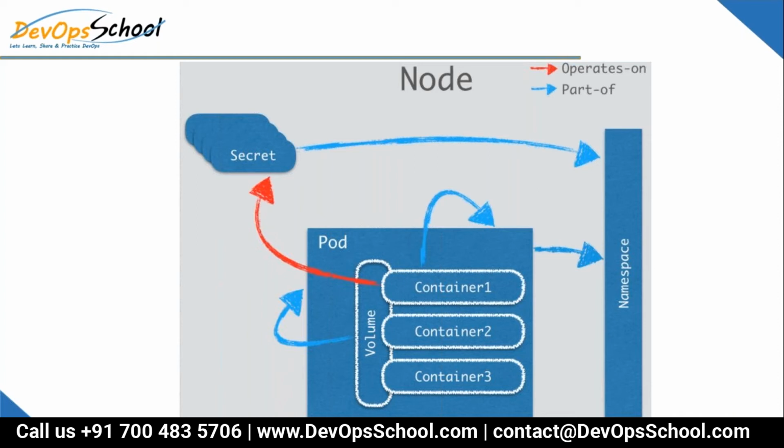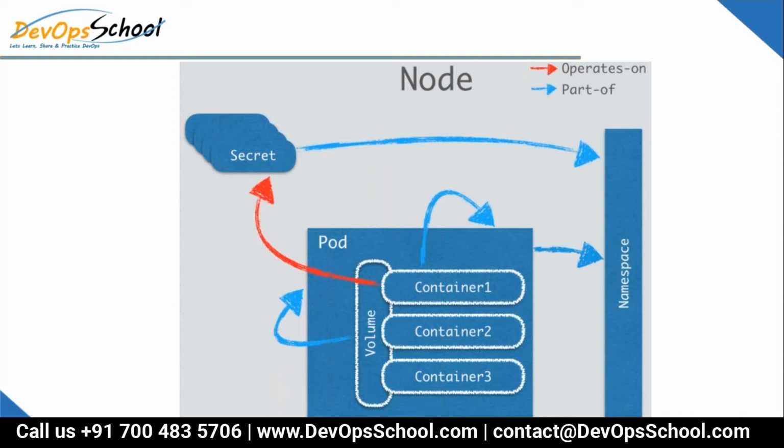Now see here. Volume is a part of the pod. When the volume is a part of the pod, the same volumes can be accessed throughout each container of the pod. Whereas a container is a part of the pod and the pod is a part of the namespace, which you know.